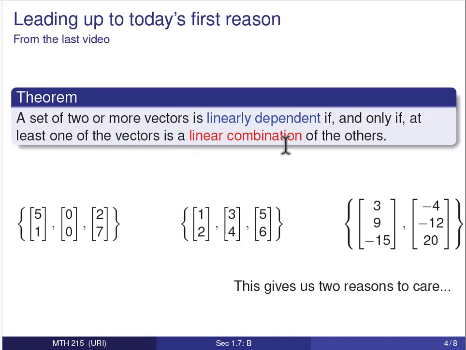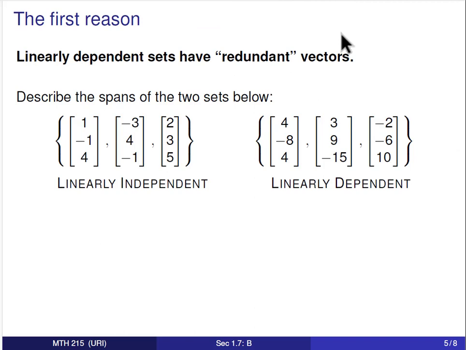Now, this idea about being able to write a vector from the set as a linear combination of the others when it's linearly dependent gives us two reasons why linearly independent sets are interesting, or from the other hand, linearly dependent sets. Our first reason has to do with redundancy in our vector set. And particularly, we want to talk about redundancy when it comes to span. So you'll remember the span of a set of vectors is the set of all the vectors that are reachable or creatable by taking linear combinations of the vectors in the set.